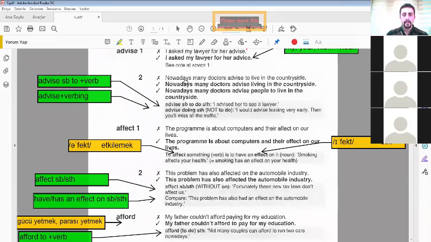So here, what is the problem? Nowadays, many doctors advise to live in the countryside. No, it is wrong. Why? Because here we have 2 forms. Can you see in this green part?